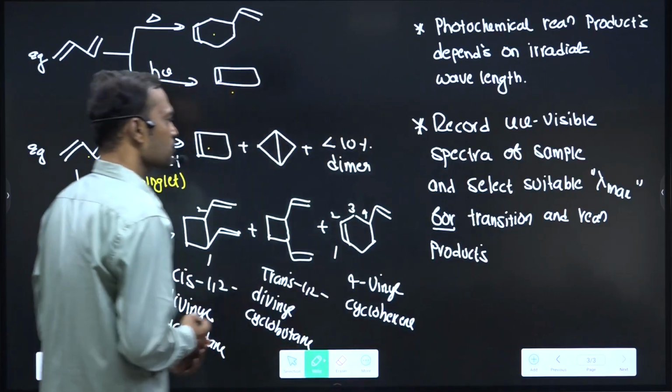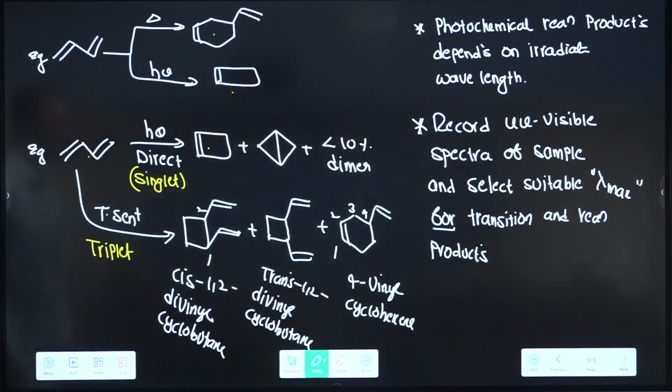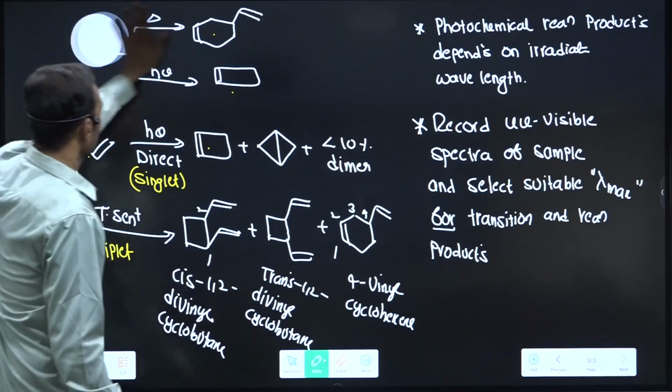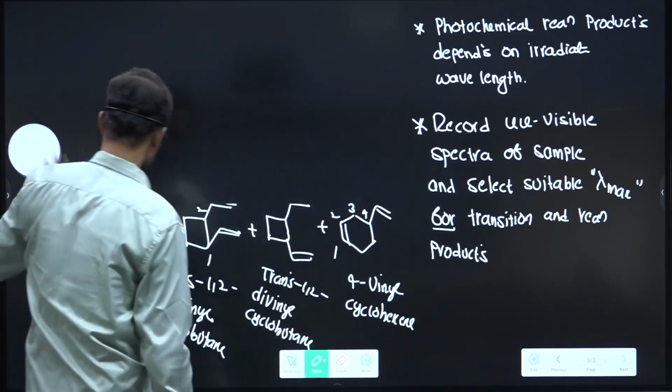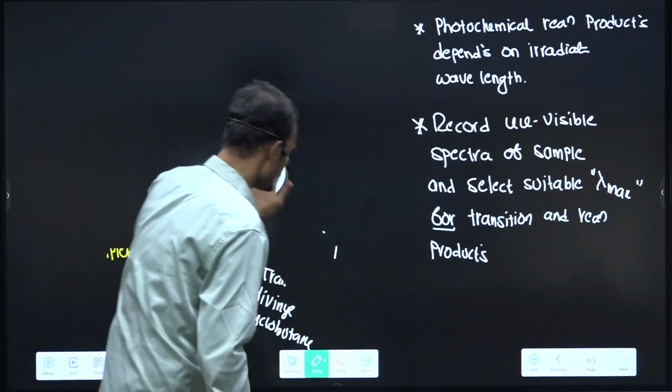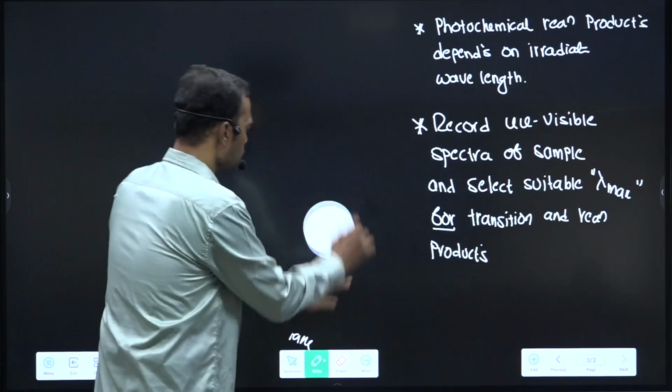Record UV spectra of the sample and select a suitable lambda max for the transition and reaction product. Wherever the transition takes place, if you take that lambda, the transition-related product is major. So that is the property of ground state and excited state. This is a key point. It is one of the major drawbacks.